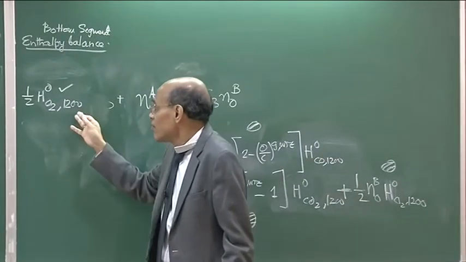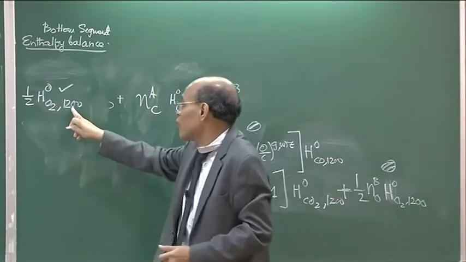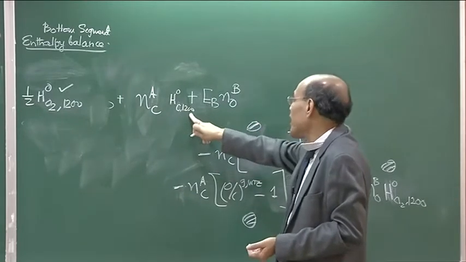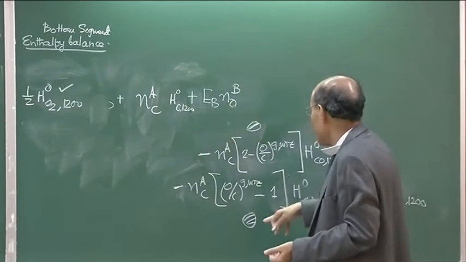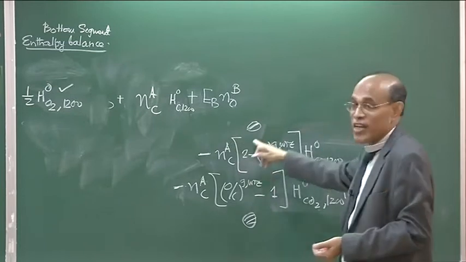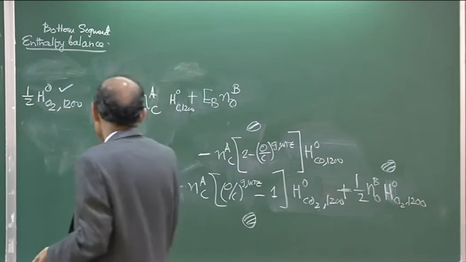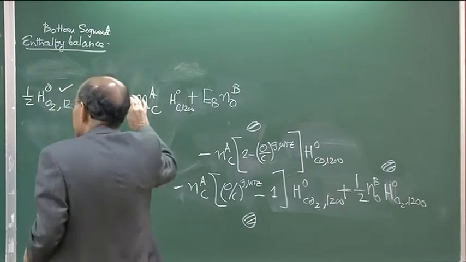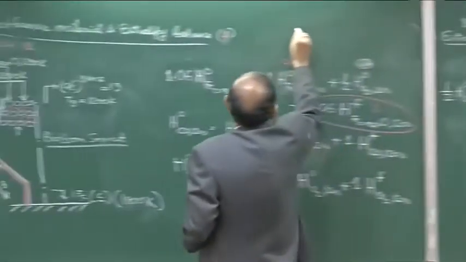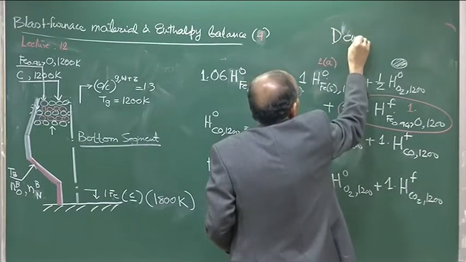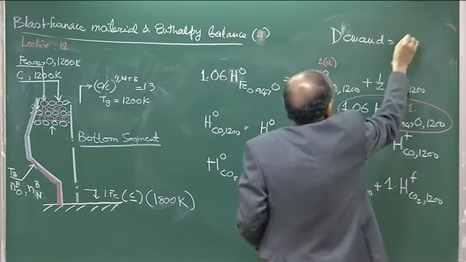And on the right hand side, while this is the demand term, this essentially represents the supply term. How? The oxygen is getting into the system at 1200 degrees, it is supplying heat, carbon which is coming into the system is supplying heat, and this is the enthalpy supply, and this is the heat of generation because of carbon monoxide and carbon dioxide. So we have now represented the equation as demand is equal to supply.